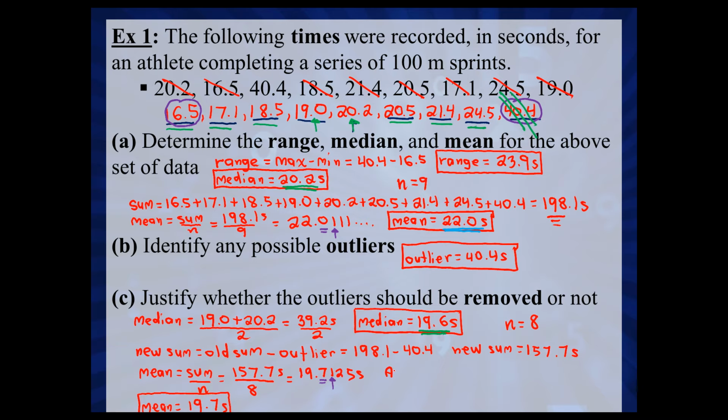So I'm going to say, although the median was not significantly affected by the outlier, the mean was, and since the mean was, we should remove the outlier. Therefore, remove the outlier.